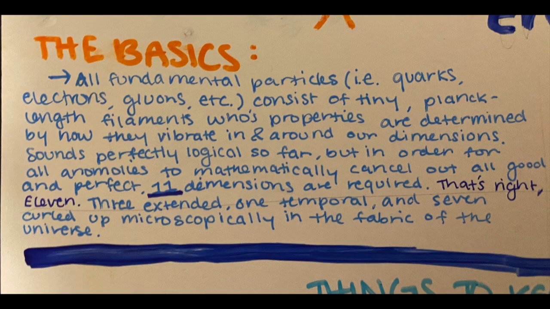But the thing that a lot of people have to wrap their heads around is that in order for string theory and all the math behind string theory to cancel out, all good and perfect, we need to have 11 dimensions, which is very interesting because we see in 3 dimensions, 3 space and 1 time. That's what we're used to. That's what we see in. We can't really picture anything else. And in string theory, we have 3 extended dimensions, which are what we see, and 1 temporal, time, and 7 curled up dimensions microscopically in the fabric of the universe.